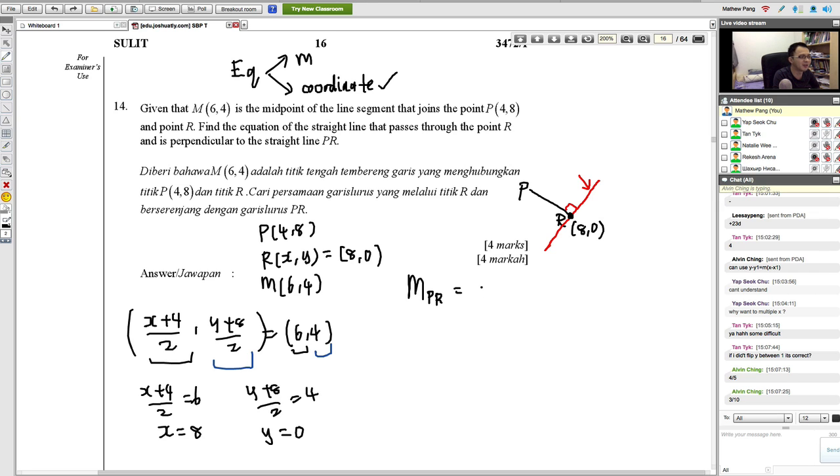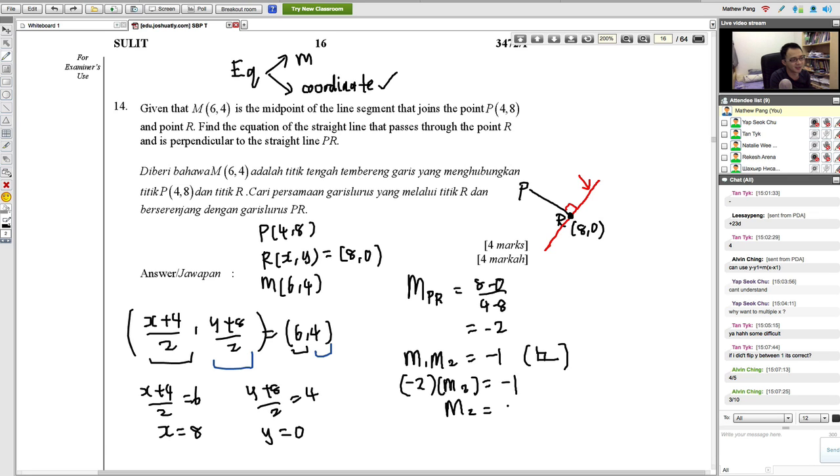The gradient for PR, gradient is (y minus y) over (x minus x), which is negative 2. So I will do m1 times m2 equals negative 1, because the question says it is perpendicular. One of the gradients is negative 2, substitute into m1, I will get m2 basically is 1 over 2. Now I have my gradient. If I have both already, I can substitute into the formula y minus y1 equals m(x minus x1) to form the equation.